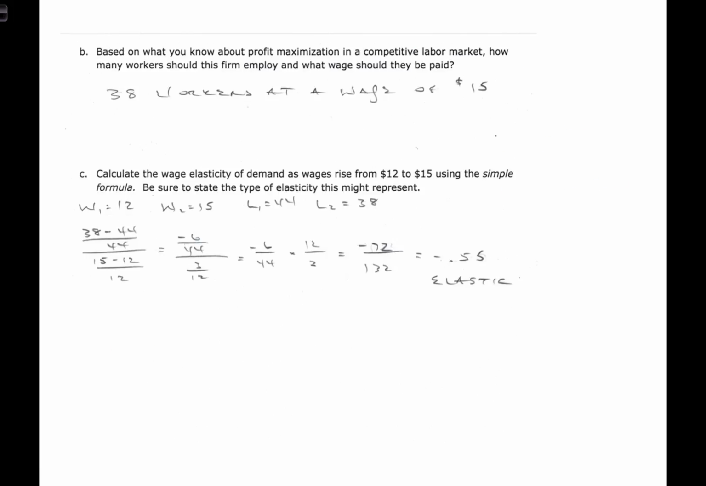So we go to the next question. Then I'm asking you to tell me, based upon what you know about profit maximization in a competitive labor market, how many workers would the firm employ and at what wage would they be paid? So what rule are we going to look at here? Well, profit maximization in the labor market, we can easily see that when MRP of L equals ME of L, that's the general condition. But we know this was a competitive labor market. And in a competitive labor market, marginal expense of labor is equal to the wage. And that then suggests to us the marginal revenue product of labor is equal to the wage.